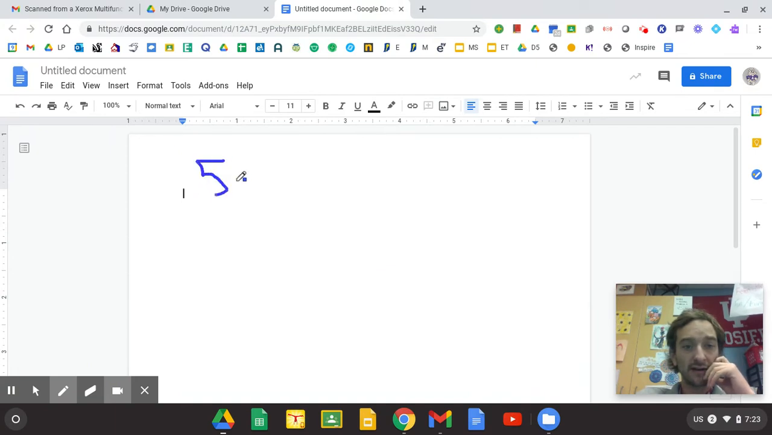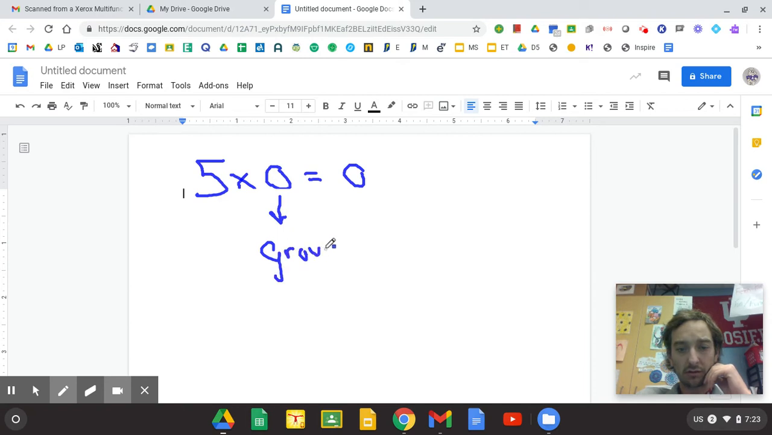The short answer is anything times 0 equals 0. Because what this means is I have 0 groups of 5. So if I draw an array for 0 groups of 5, there would just be nothing. Okay? Think of it as having 0 groups of pencils, right? You just don't have anything.